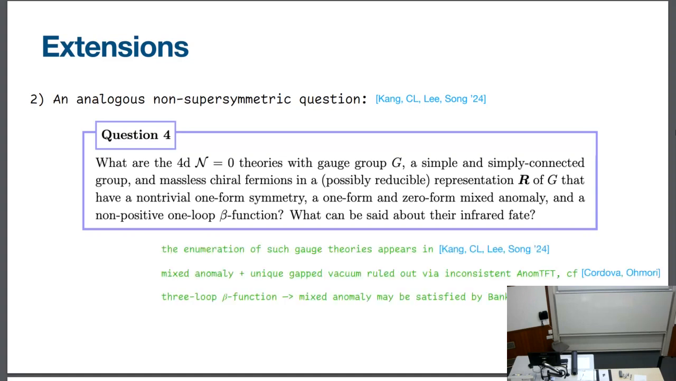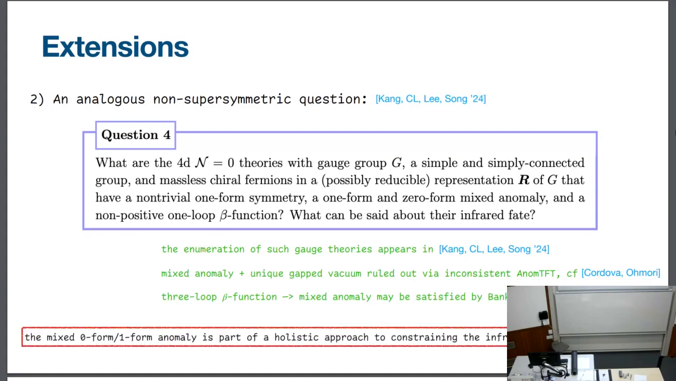But we did this as well, and you can compute the mixed anomaly and rule out, say, unique gapped vacua. In fact, you can also compute the three-loop beta function, and sometimes you see that there looks to be exact type CFTs that could satisfy the mixed anomaly. So the conclusion I want to say is that the mixed 0-form, 1-form anomaly is just a holistic part of a whole approach to constraining the infrared. You need much more than the anomaly, but it provides a whole bunch of constraints, and a whole bunch of theories can be constrained in this way.